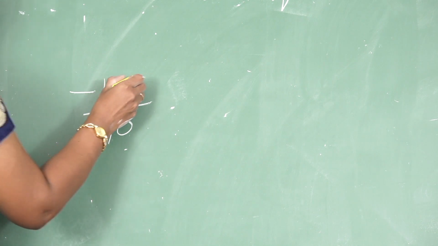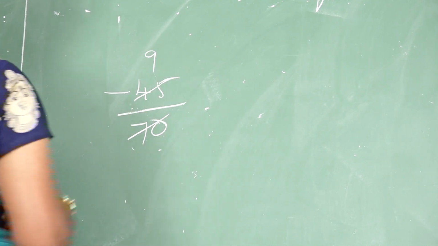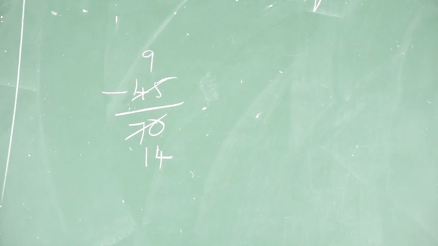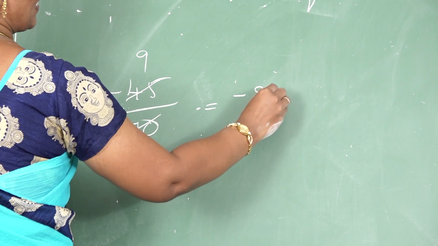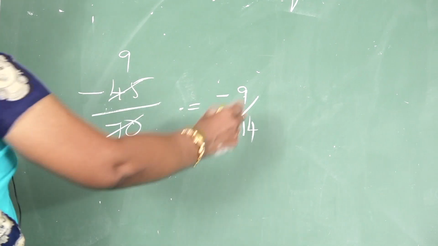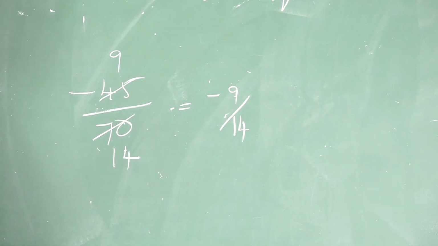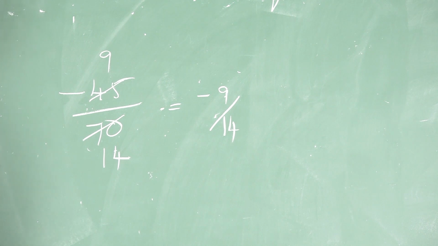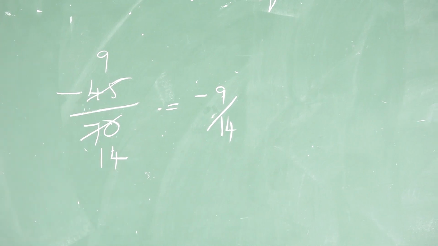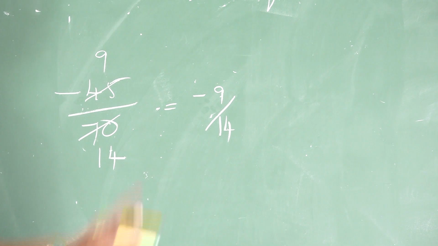Okay. So you simply simplify this. You cancel the 5s. What comes here? 9 5s are 45. Then here 14 5s are 70. So this gives minus 9 by 14. See here, 9 and 14 have only 1 as a common factor. So this is called the standard form of minus 45 by 70. Minus 9 by 14 is the standard form of minus 45 by 70. Do you understand? Okay. Now see one more example.